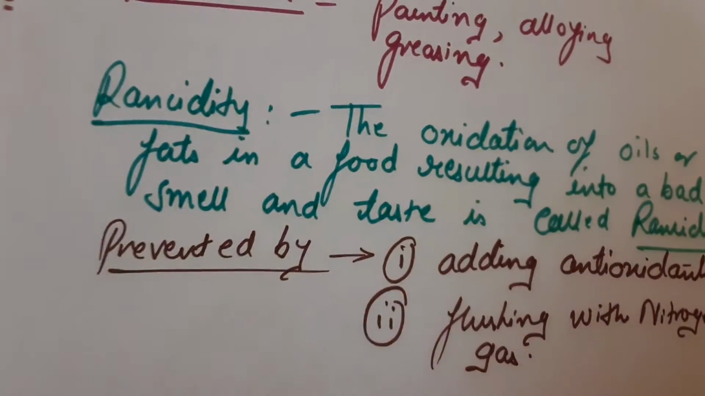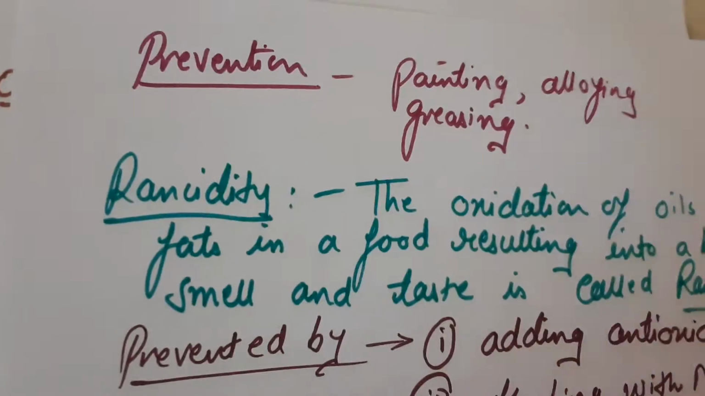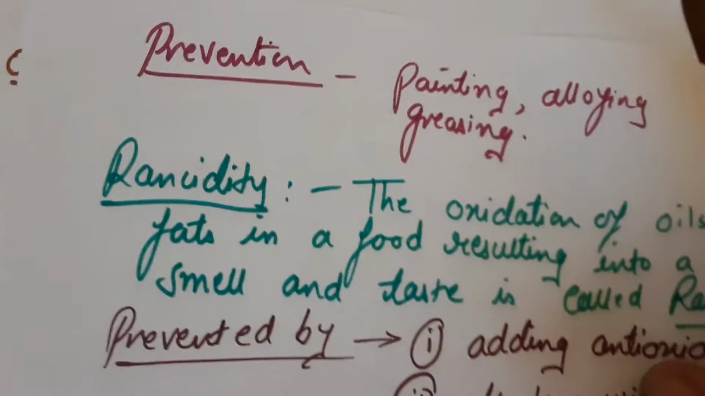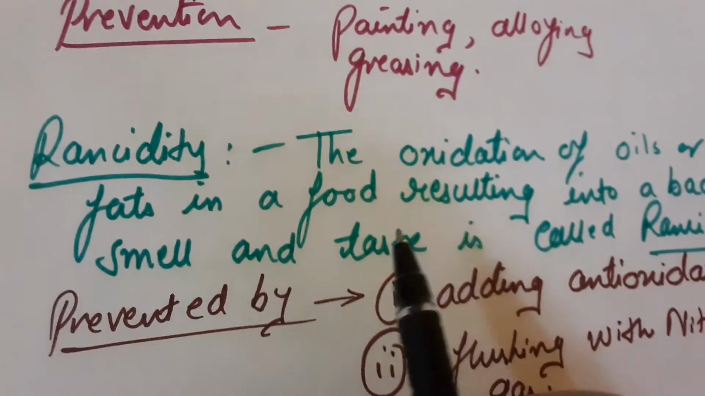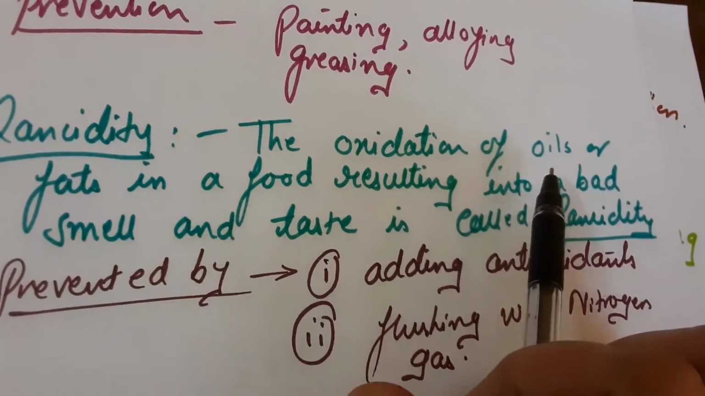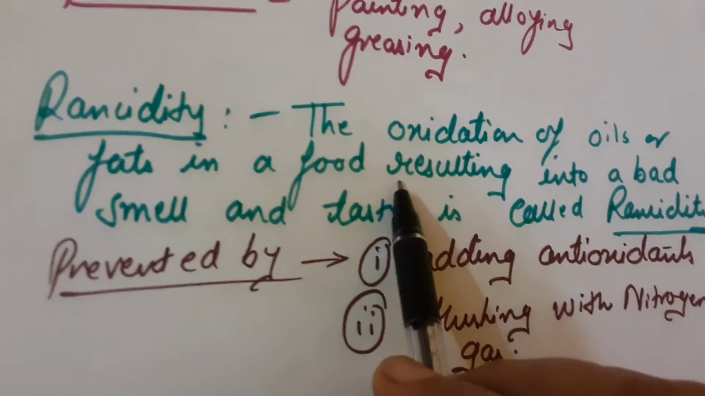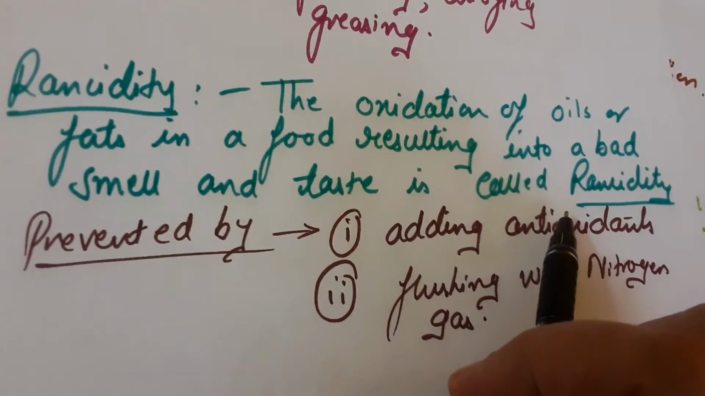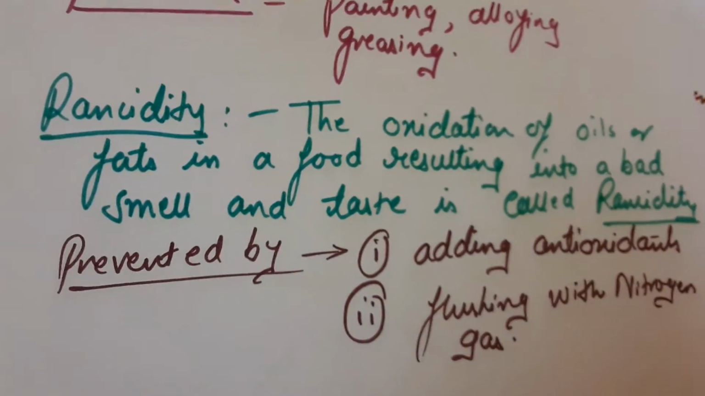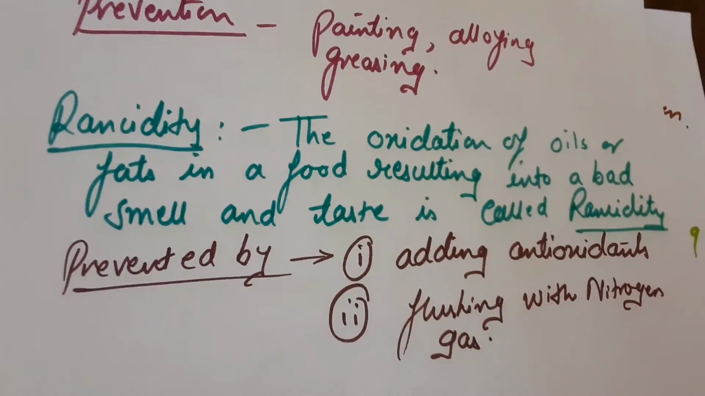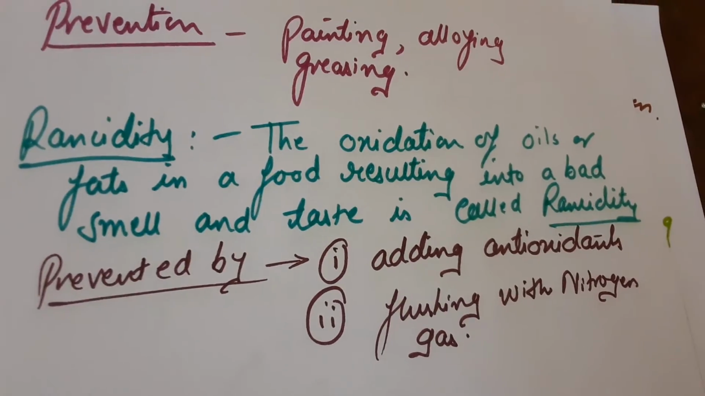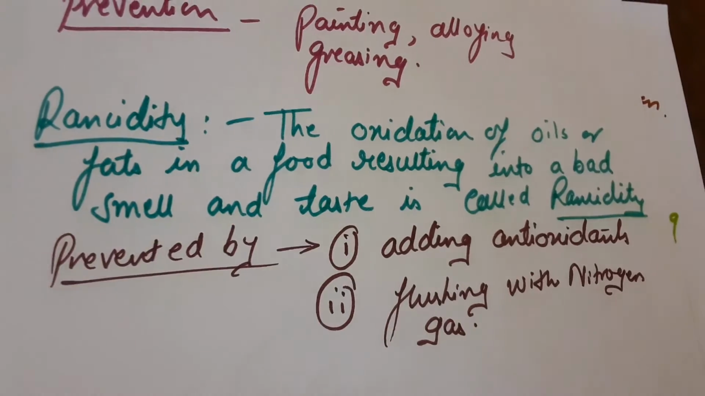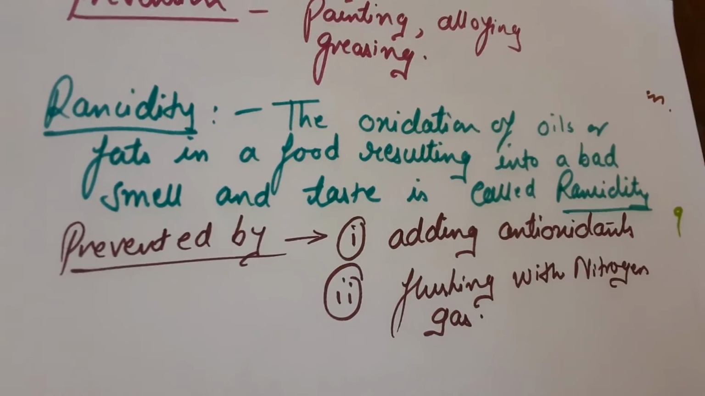Next is rancidity. So what is rancidity? Let us see. The oxidation of oils or fats in food resulting in a bad smell and taste is called rancidity. So whenever oxidation of oils or fats takes place in food, it results in a bad smell and a bad taste. That is known as rancidity.